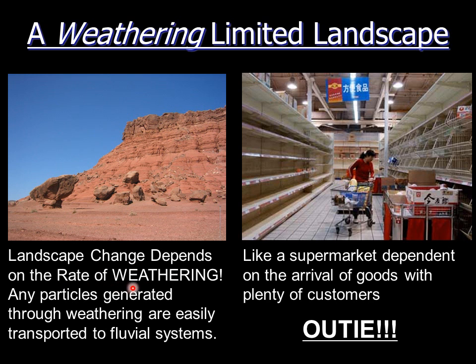Landscape change depends on the rate of weathering. Whatever weathering generates, it's gone. Any particles generated through weathering are easily transported by the fluvial systems. It would be like a supermarket where there's hardly any goods being put on the shelves, and whatever's put on the shelves, people are coming through and buying it, and you end up with very clean looking shelves. It's a weathering limited landscape, identical to an outy hill slope.